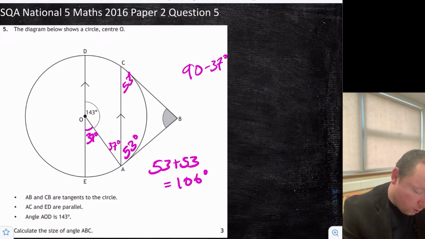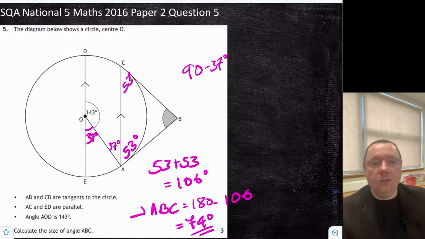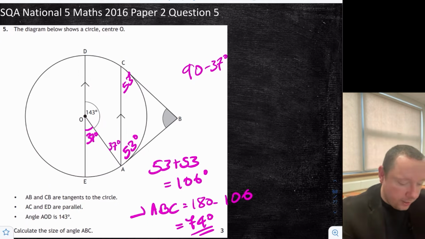So our angle ABC is equal to 180 minus 106, which is 74 degrees for our final mark. So a mark for getting 53 and 37 and a mark for your 74.